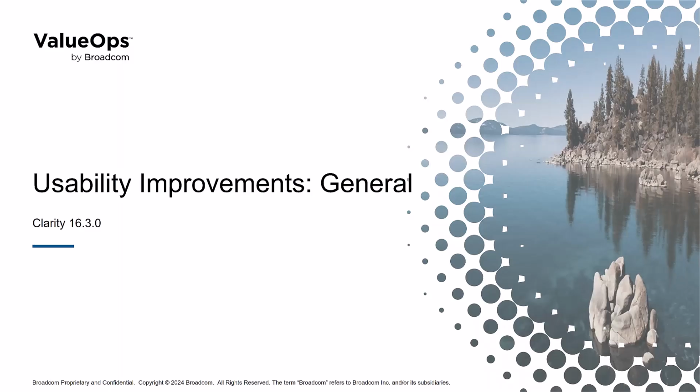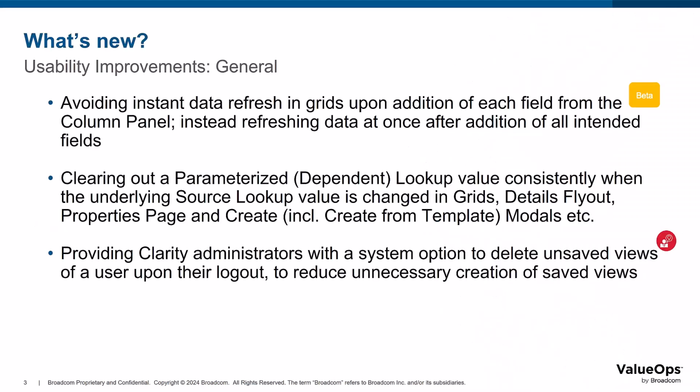In this session, we'll review some of the general usability improvements made in Clarity 16.3.0. So, what's new in this release? When adding multiple fields to a view, the user experience has been enhanced to bring the data for the newly added attributes or columns all at once. Note that this feature is a beta in this release.